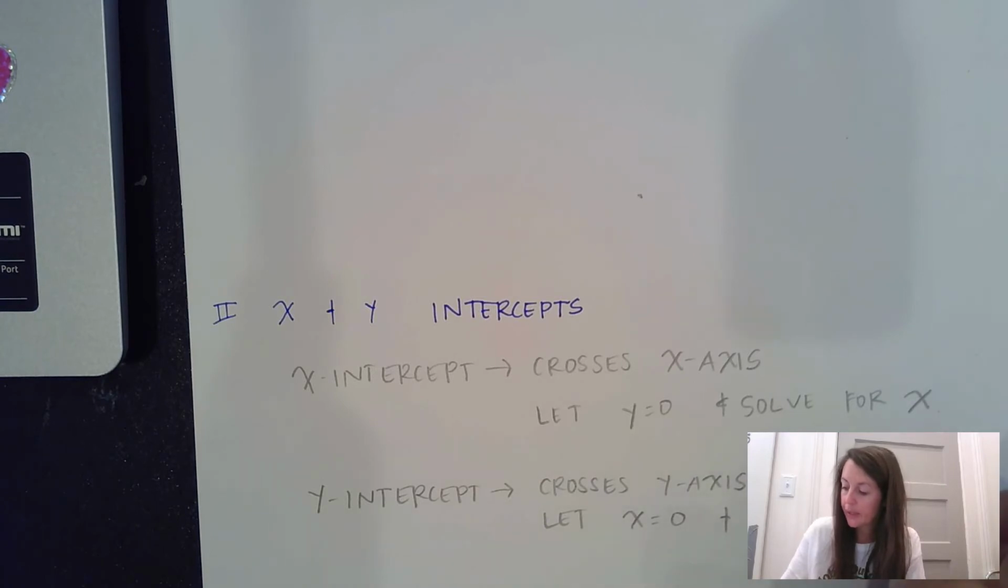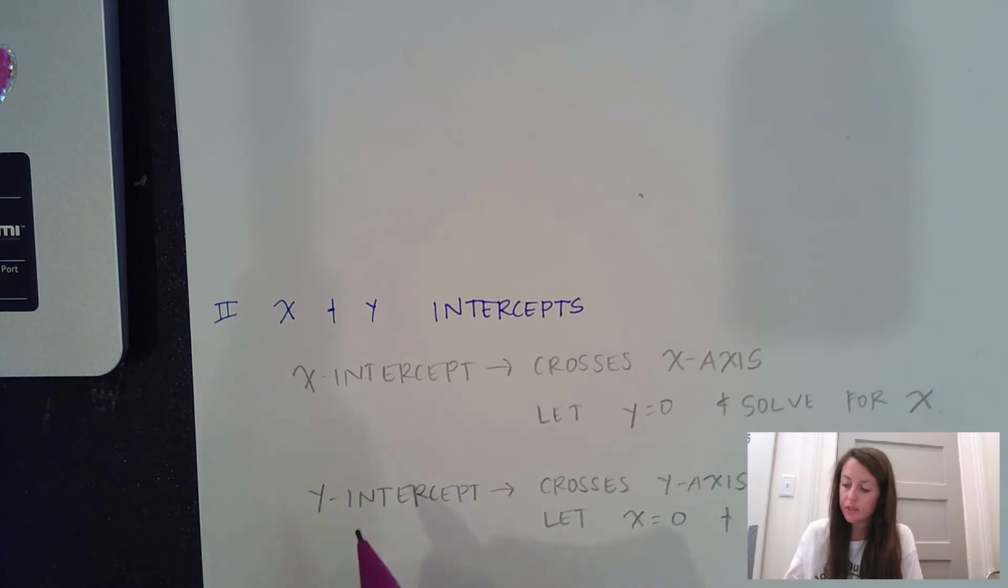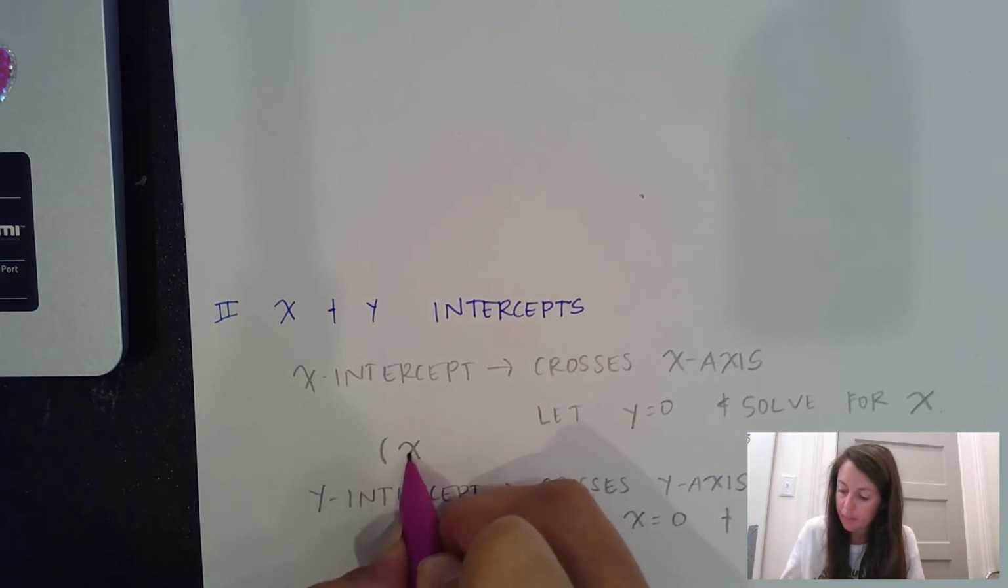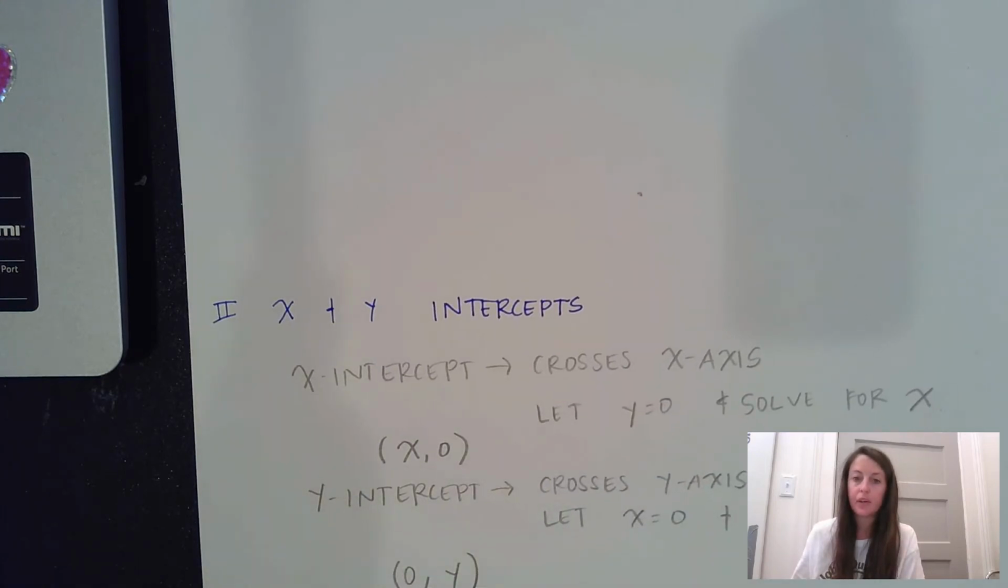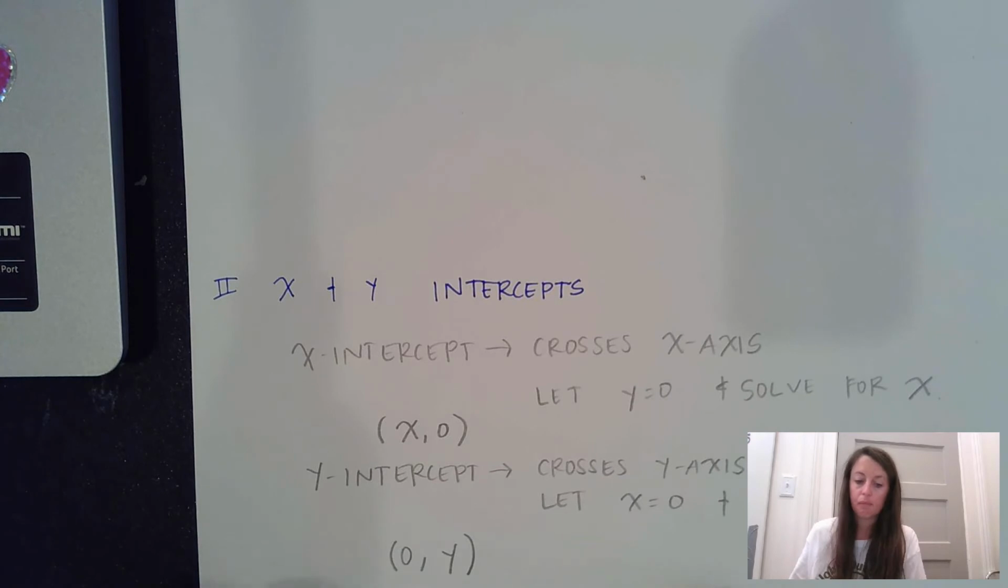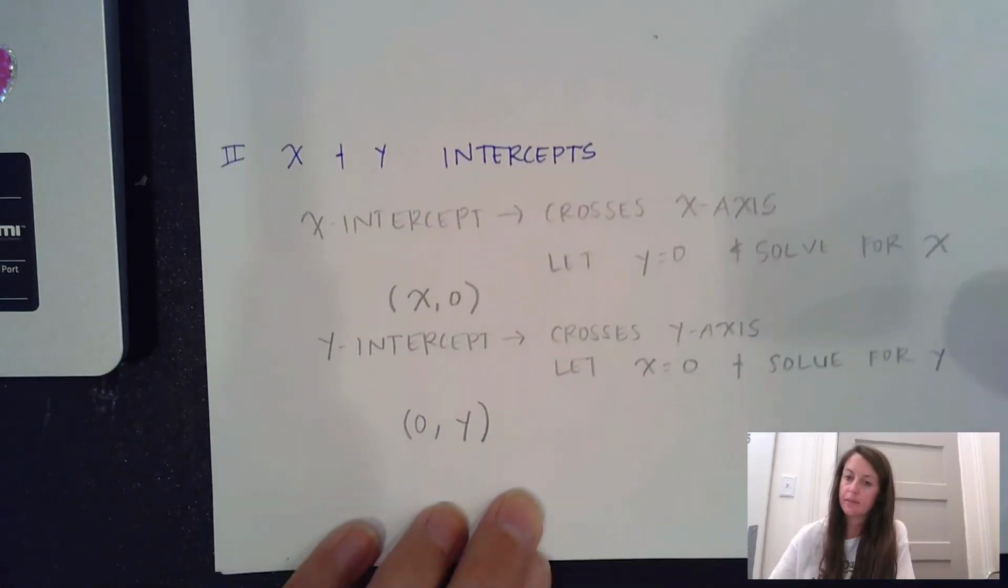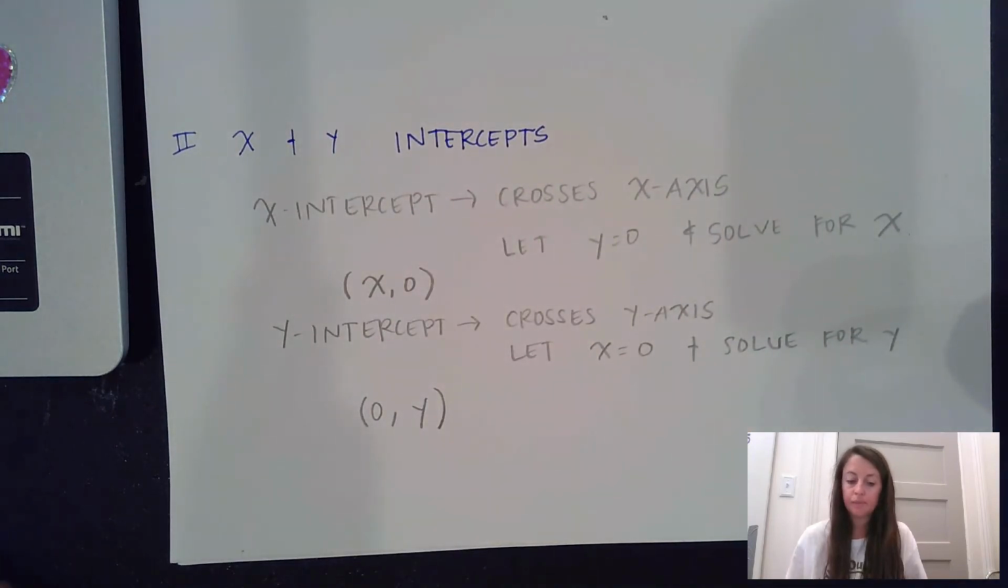These are ordered pairs always. They will be considered ordered pairs. So your x-intercept is going to be some x value, comma 0. Your y-intercept will be 0, comma whatever that y value is. Okay?